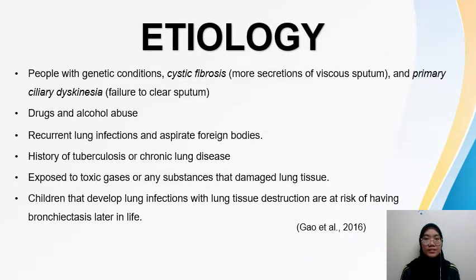Next, for the etiology, people with genetic conditions such as cystic fibrosis and primary ciliary dyskinesia are most likely to develop bronchiectasis. The next ones are drug and alcohol abuse, recurrent lung infections and aspirated foreign bodies, history of tuberculosis or chronic lung disease, and exposure to toxic gases or any substances that damage the lung tissue. And lastly, children that develop lung infections with lung tissue destruction are at risk of having bronchiectasis later in their life.